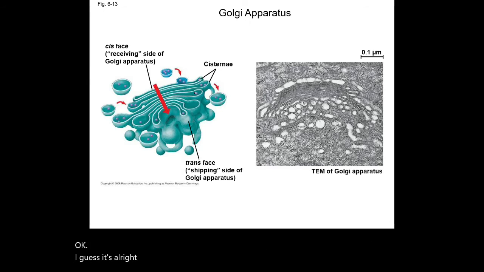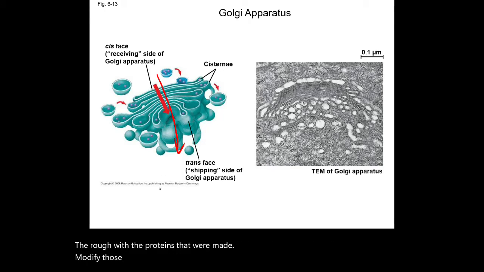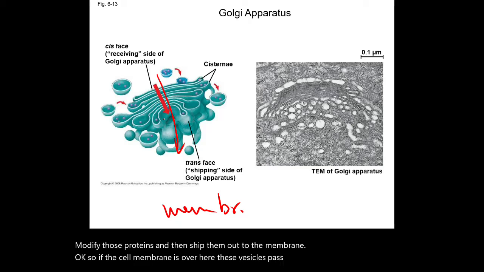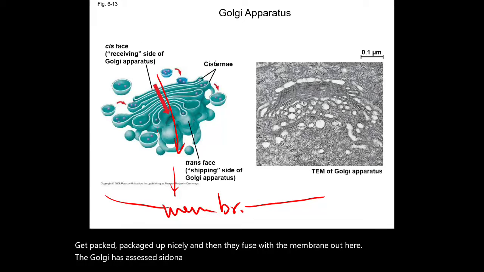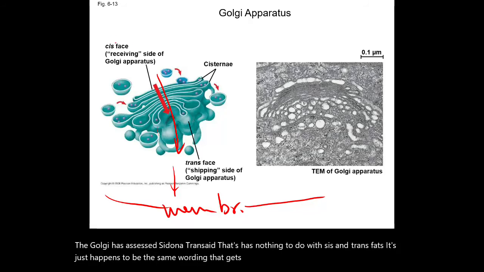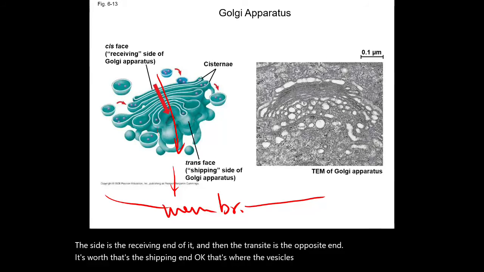The Golgi apparatus basically takes the vesicles that come out of the rough ER with the proteins that were made, modifies those proteins, and then ships them out to the membrane. So if the cell membrane is over here, these vesicles pass through the Golgi, the proteins get modified, they get packaged up nicely, and then they fuse with the membrane out here. The Golgi has a cis side and a trans side. That has nothing to do with cis and trans fats. It just happens to be the same wording that gets used. I think that comes from the Greek, but the cis side is the receiving end, and the trans side is the opposite end. That's the shipping end, where the vesicles exit the Golgi.